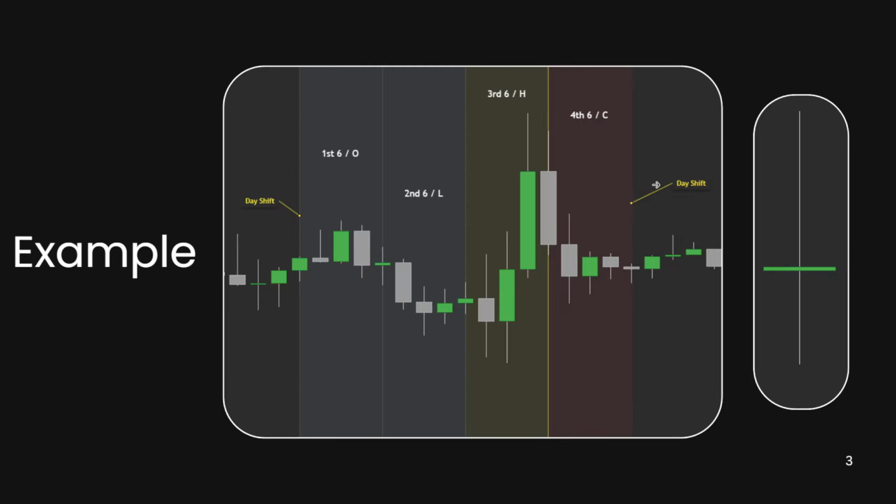So yeah, with that higher time frame shift, or the day shift, you can clearly see how we could understand the sequence through lower time frame shifts, from your first 6 hour to your second 6 hour and so on.